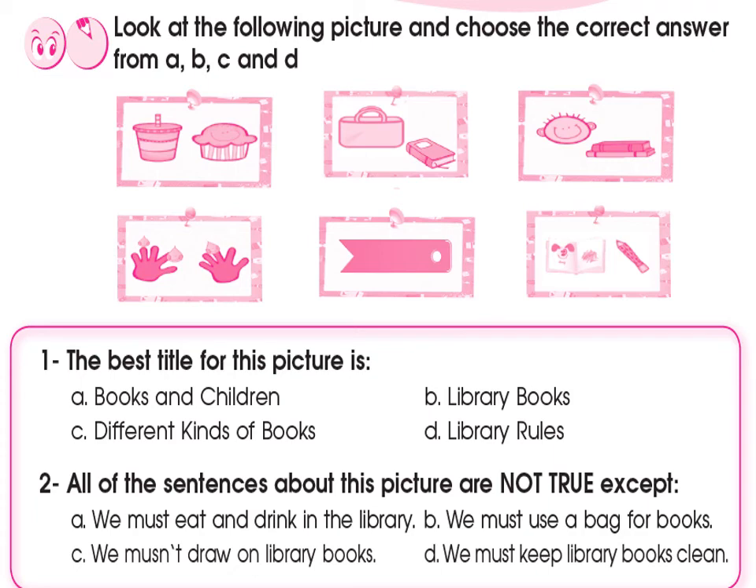Now open your workbook, page 29. Look at the following picture and choose the correct answer from A, B, C, and D. We have some pictures right here, and we are going to choose the correct answer. Number 1, the best title for this picture is Library Rules. Number 2, all of the sentences about this picture are not true, except we must eat and drink in the library.